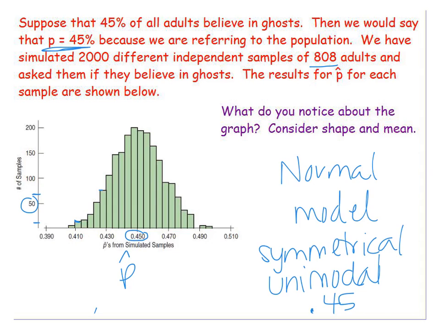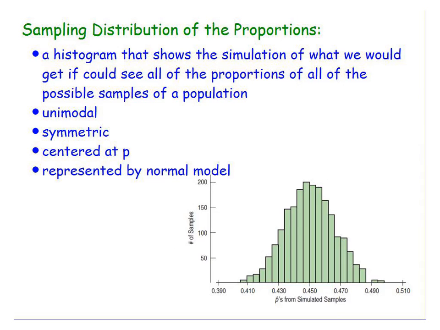So it's not a coincidence that this is occurring. This is because we did lots and lots and lots of samples. So here are some important properties. If you take as many possible samples as you can, and you analyze each one and you get data about each one, what you're going to end up with is a histogram, like this one. This shows the simulation of what we would get if we could actually see every single proportion of all of the possible samples. This is a simulation.